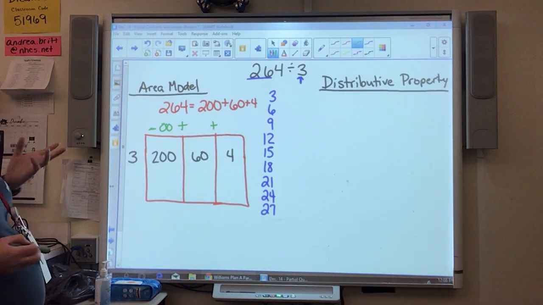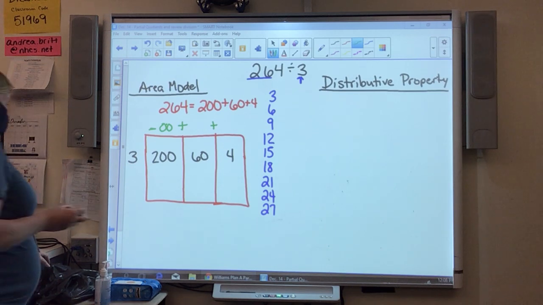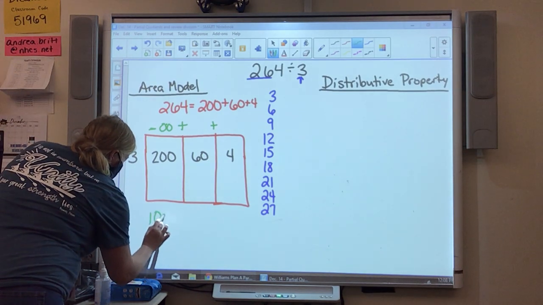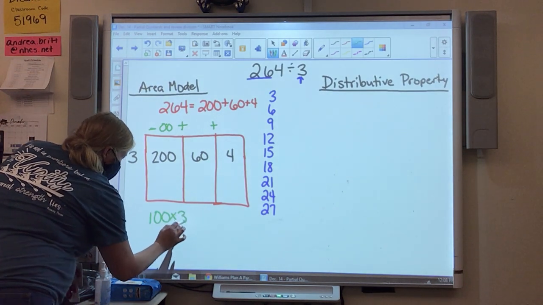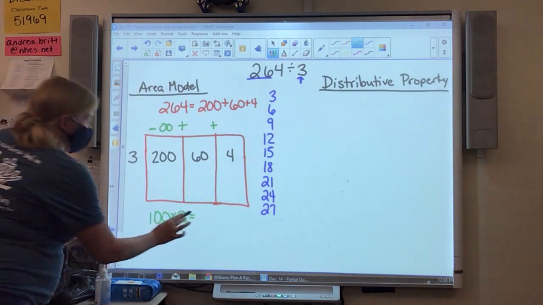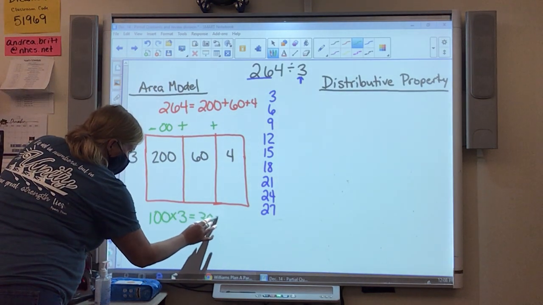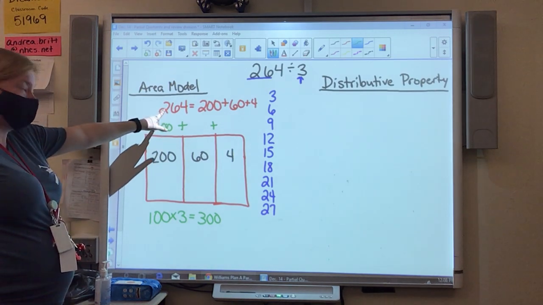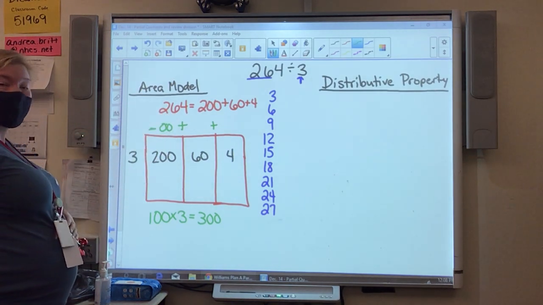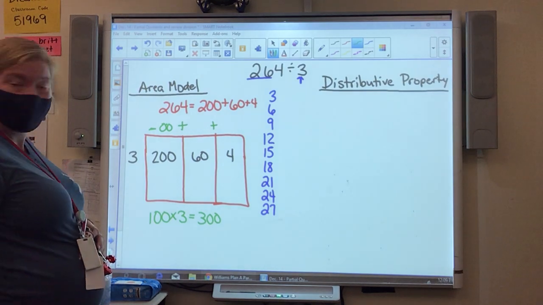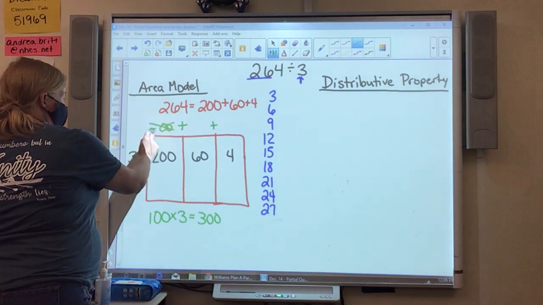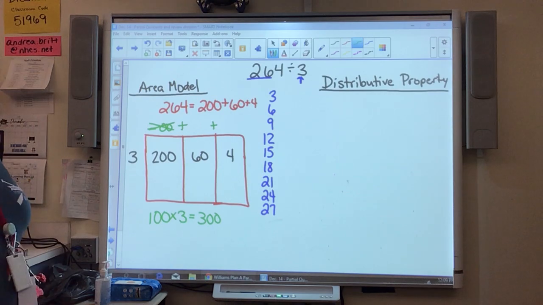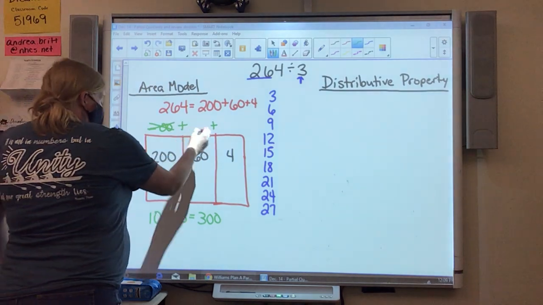Can I take out any groups of 100? Let's see. 100 times 3 is 300. Can I use that? No, because I went past the number that's in the box and past the number overall. So am I going to be able to take out any groups of 100? No. So I'm going to skip that, and now I'm going to say something in the tens place.